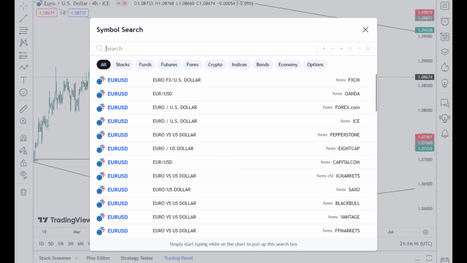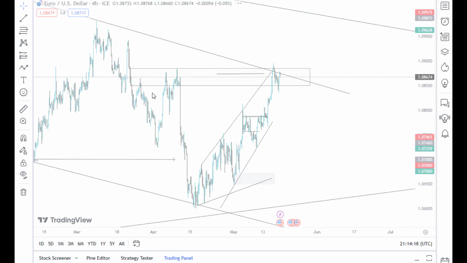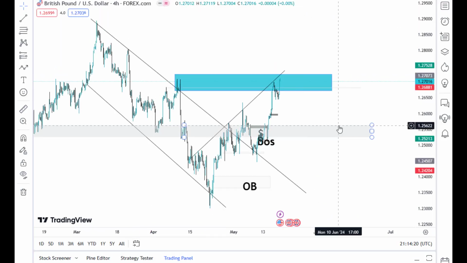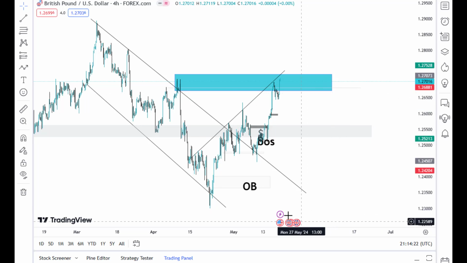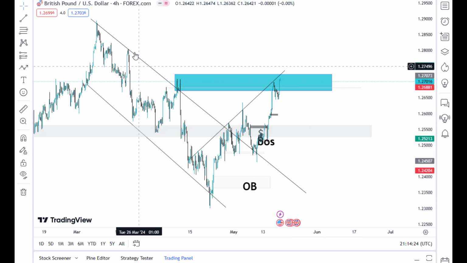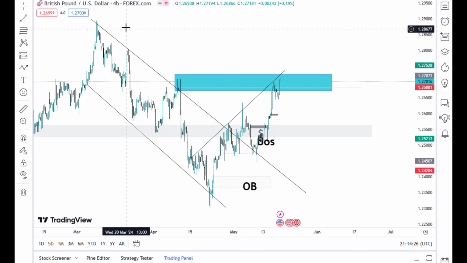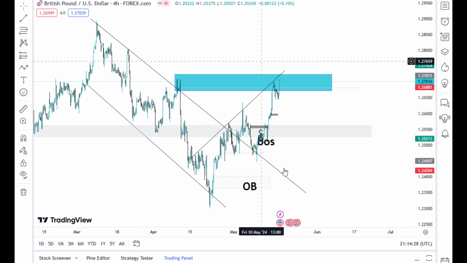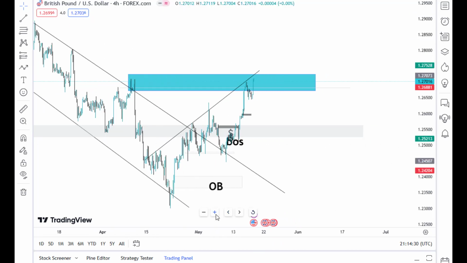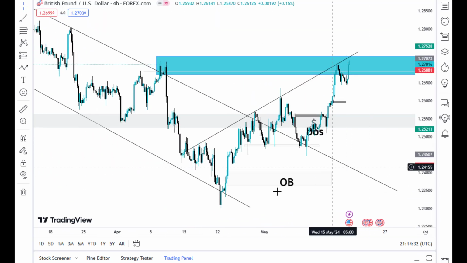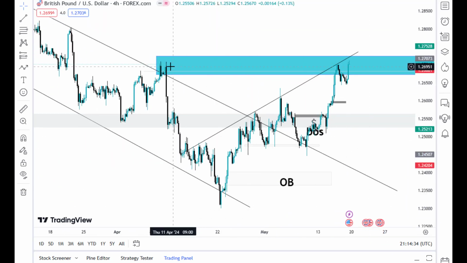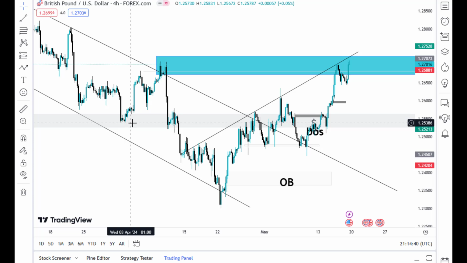So let's look at another pair. Let's look at GU. In GU we have almost the same thing. We have price creating a series of higher highs and higher lows. And then right now, you can see price actually left behind this order block here, right? And that was what actually led to this strong down move after the break of structure.